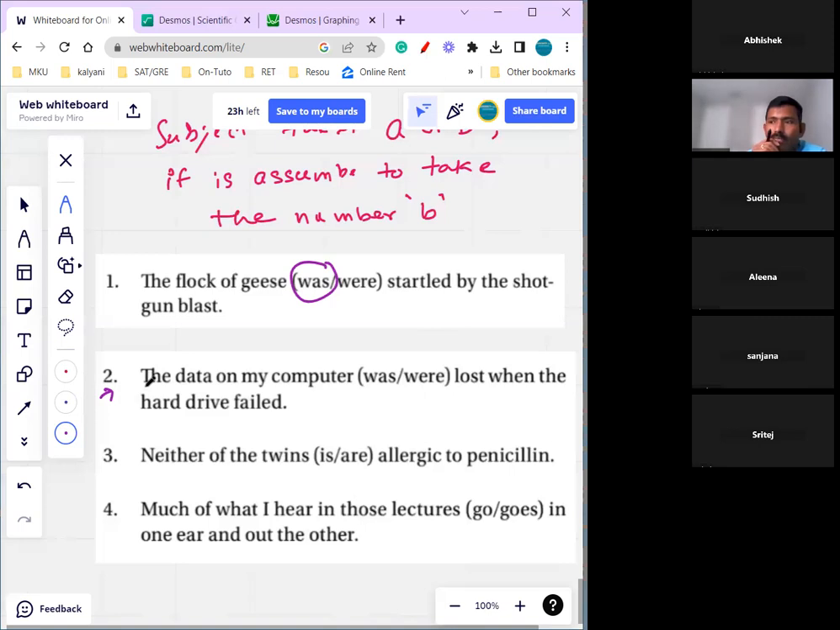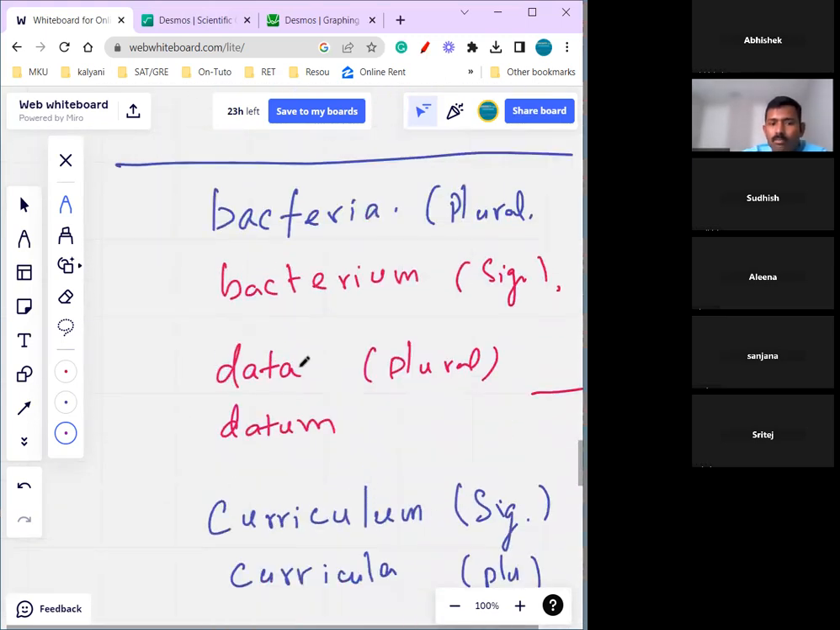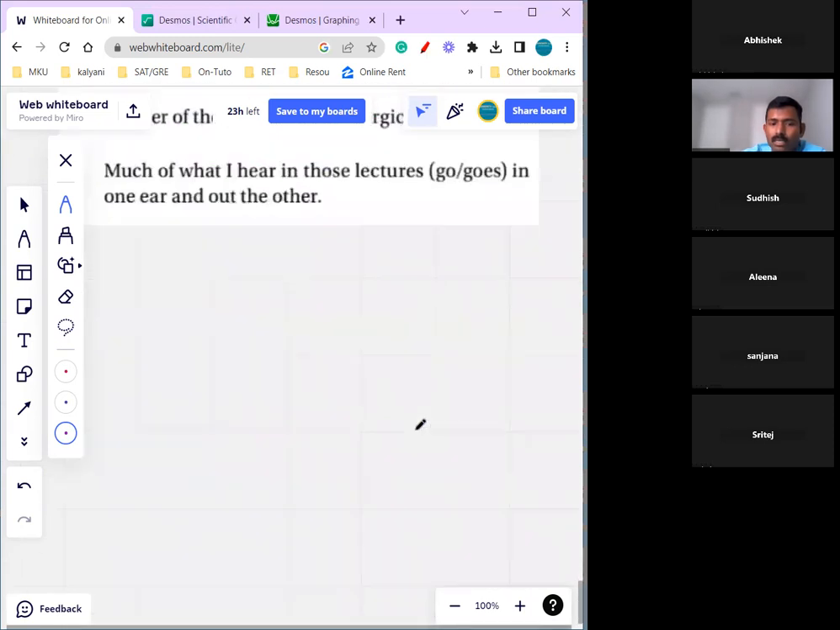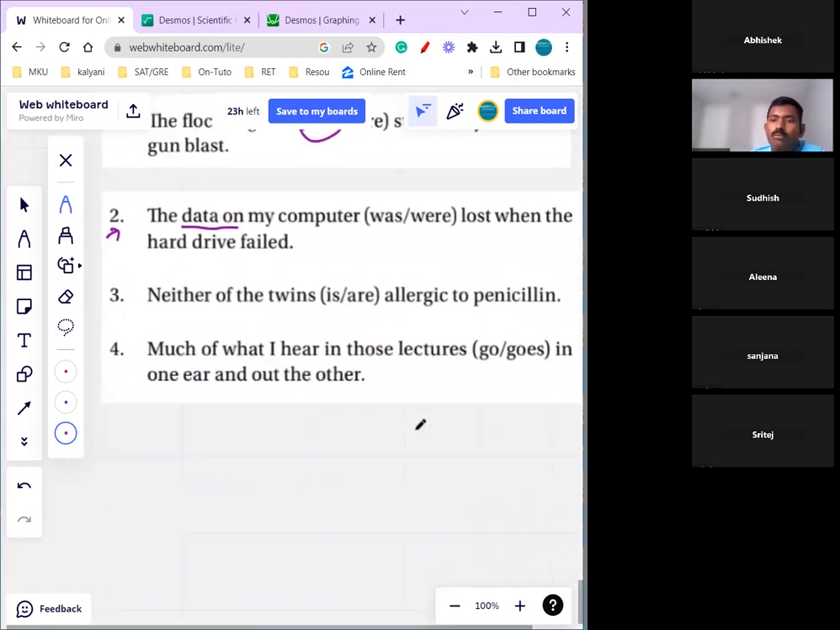Now, eyes on the screen. I see some of you are having a little bit of trouble again. So for number 2, the data, at the beginning, if you look at it, data is plural. Datum is singular. So in this sentence, the data on my computer is a plural form. So I'm going to use "were".